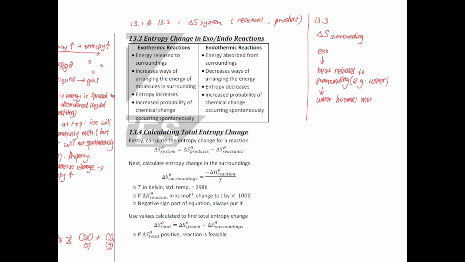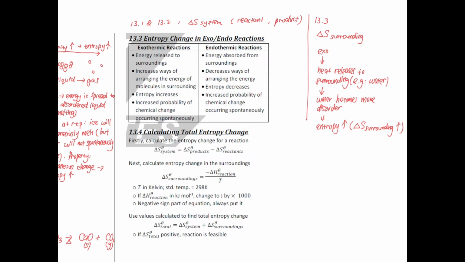So the water becomes more disordered, and because of that, entropy increases. The entropy here is entropy of the surrounding, not the entropy of the system, it's entropy of the surrounding. So entropy of the surrounding increases for exothermic. Okay? So I have to put something like this first, so that when you look at the notes, it is easier for you to take it.